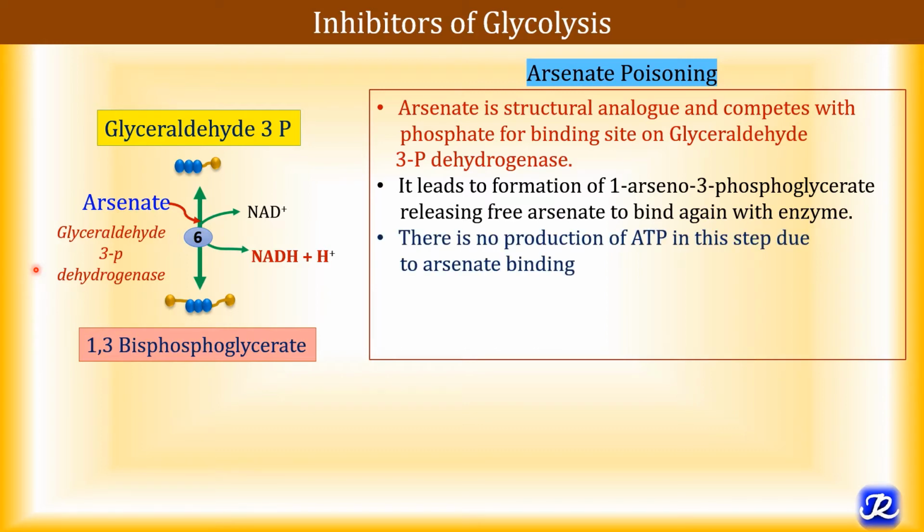Then what happens? There is no production of ATP in this step due to arsenate binding, because there is no production of the reducing equivalent, that is NADH. So this is how it interferes with glycolysis.